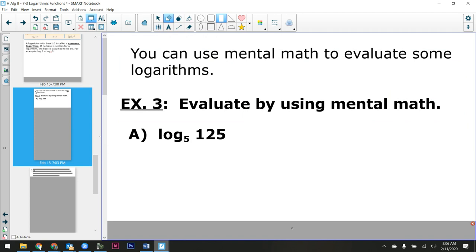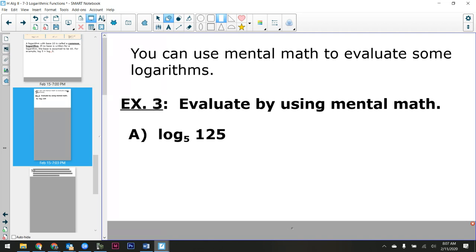Okay, so let's try to think without writing anything down. Let's try to figure these out without transferring the form. Now, if you need to fall back on transferring the form, totally fine, like on your homework tonight. But do I even need to change the form? Can I figure this out mentally? Remember what this is saying: 5 to the what power is 125?